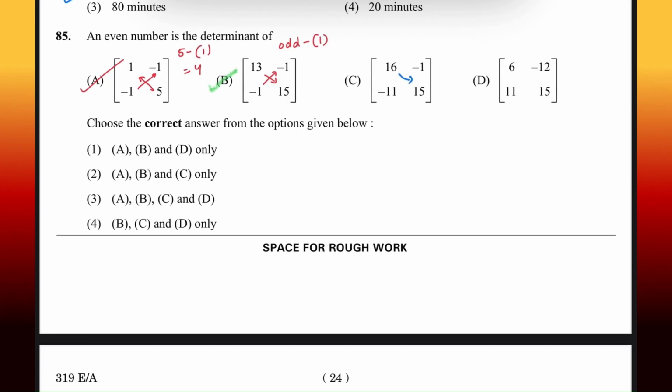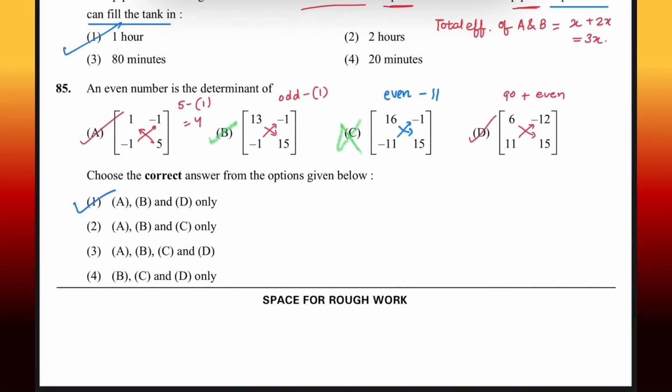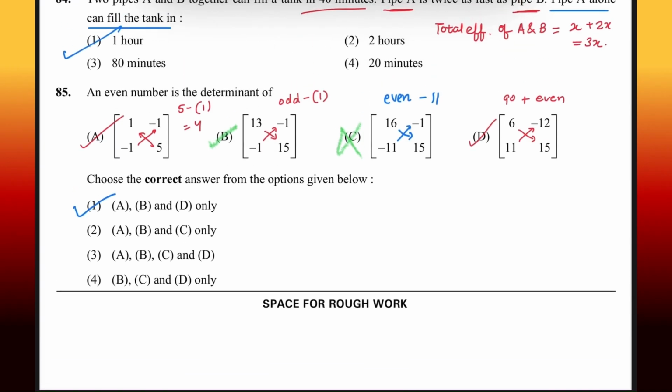Next, 16 into 15 is even because 16 is even. Minus 11 into minus 1, that is 11. This even minus 11 does not give us an even determinant because even minus odd is odd. Next, 15 into 6 is 90, and 11 into 12 is again even. So 90 plus an even number is again an even number. Yes. So A, B, D, these three give you an even determinant. So option 1 will be the correct answer for this question.